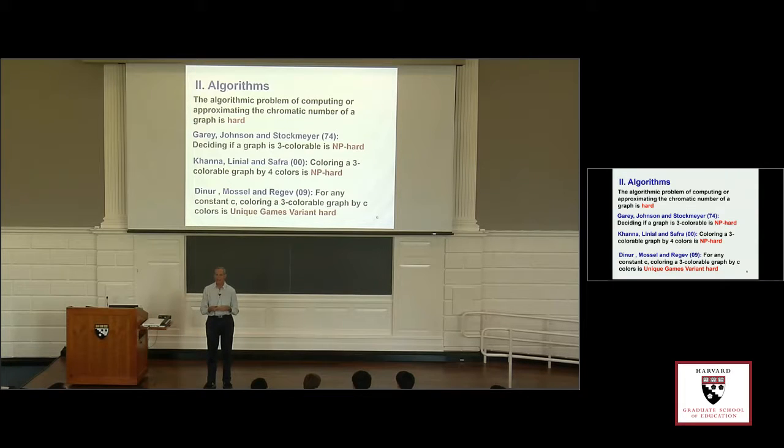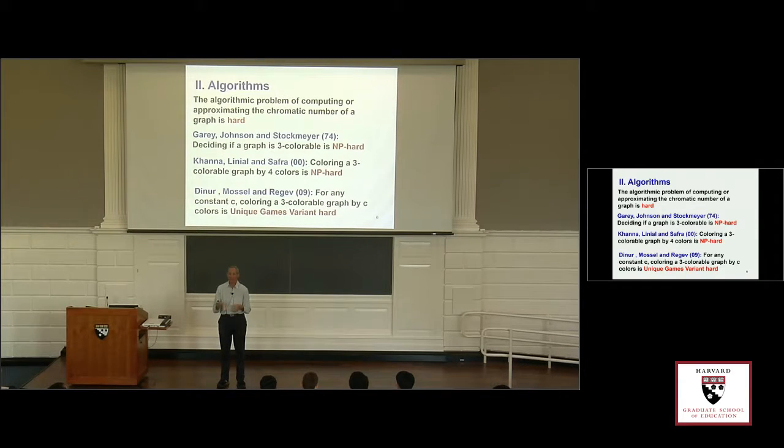So this is the problem that we believe is hard. And a modest improvement says something about approximation. So this is by Khanna, Linial, and Safra. It says that even distinguishing between graphs with chromatic number 3 and graphs with chromatic number 5 or more is also difficult. Namely, the problem of coloring a 3-colorable graph by 4 colors, coloring it properly, is still NP-hard.